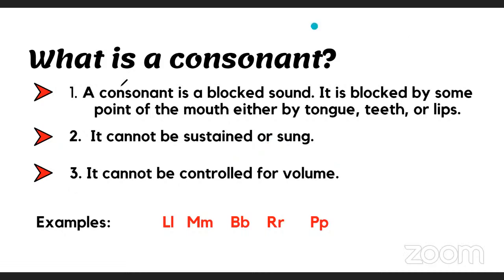Next, what is the feature of consonants? Another feature is that they cannot be controlled for volume. Let's try saying the sound. Try to say it loudly and then softly. You just can't control your voice. It will come out the same way from your mouth. Try saying b. Try to say it loudly. Try to say it softly. You just can't control it.